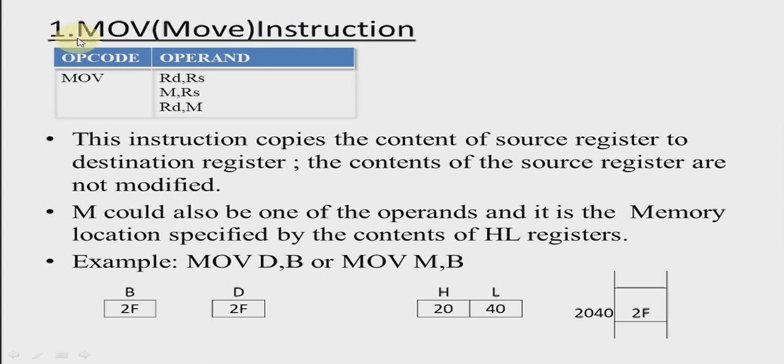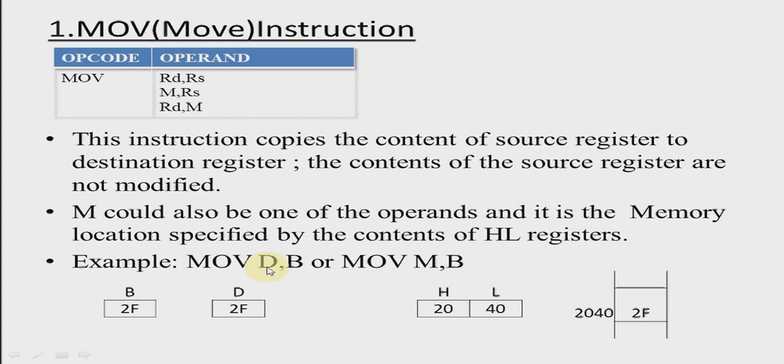Now the first instruction which falls into the category of data transfer is the move instruction. The mnemonic is MOV. This instruction has 3 variants. The first variant is RD, RS. Here D and S are destination and source respectively. The second is M, RS, and the third is RD, M. M, which is one of the operands in the second and third variant, is the memory location specified by the content of HL register. These instructions copy the content of source register to the destination register, and the content of the source register is not modified. Now we will see examples of this instruction.